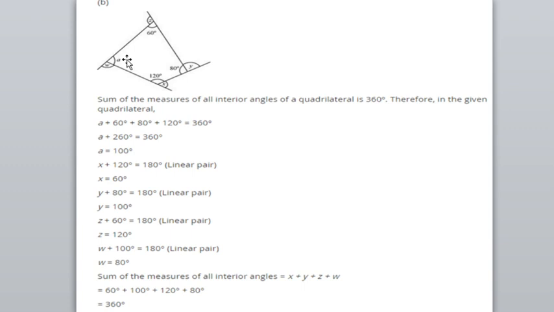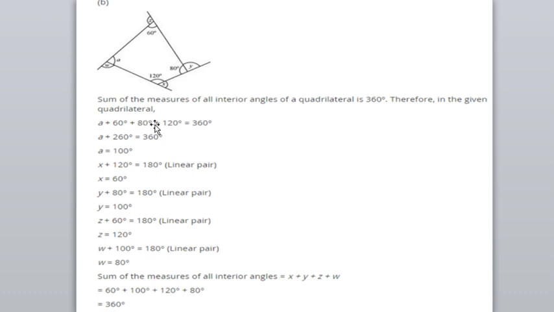A plus 60 degree plus 80 degree plus 120 degree equals 360 degree. So by using this property we can take out angle A, which is not given, which is the unknown angle, and when we get angle A, then only we can find the exterior angle. So A plus 60 degree plus 80 degree plus 120 degree equals 360 degree.